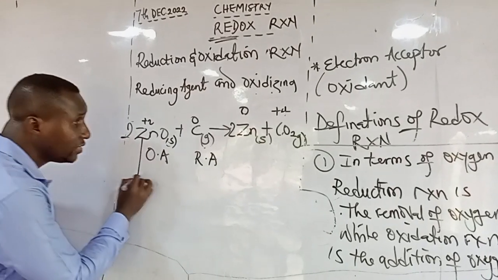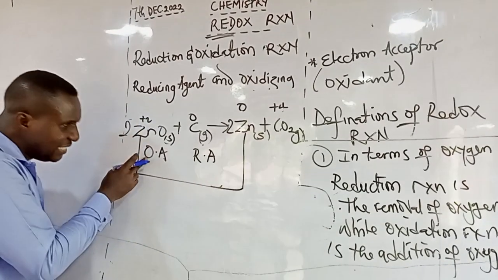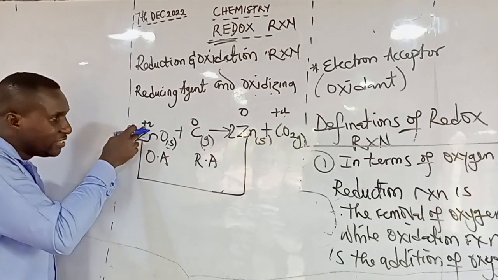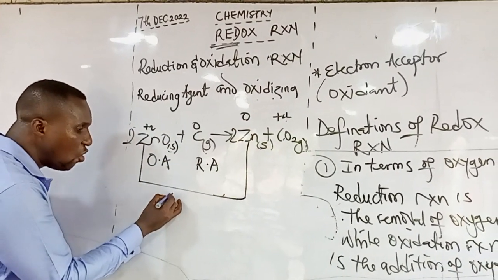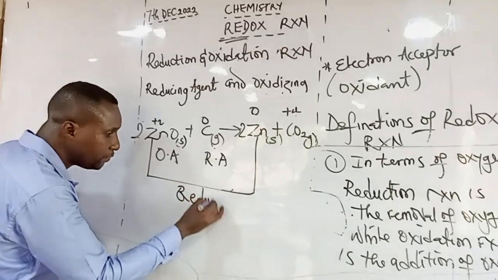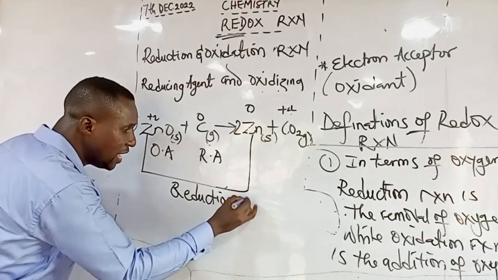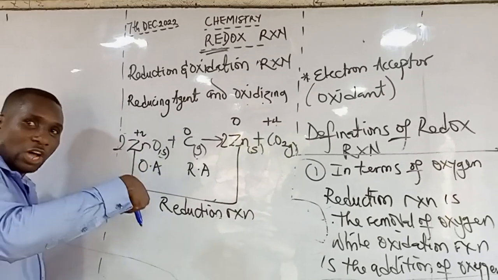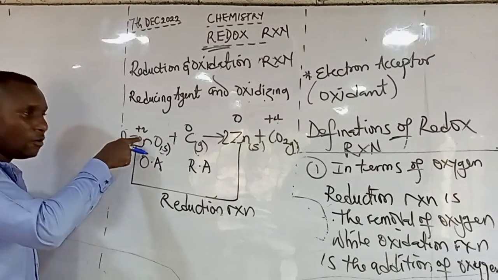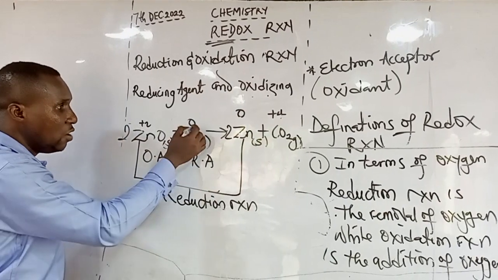Then from zinc oxide to this zinc, since there is reduction in oxidation number of zinc from +2 to 0, that is what? Reduction reaction. Meaning that there's reduction in oxidation number of zinc from +2 to what? 0.